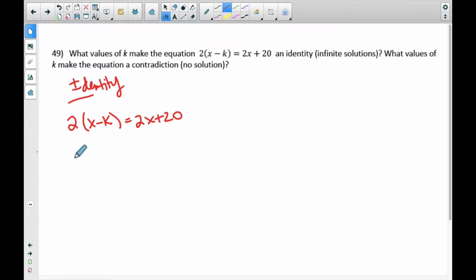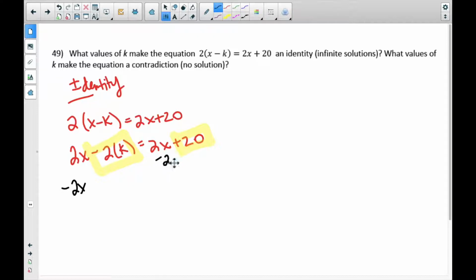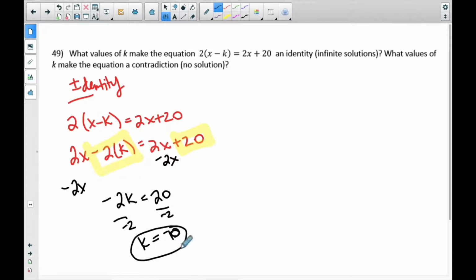So if I take this problem and I distribute it, then I get 2x minus 2k is equal to 2x plus 20. So a couple ways to look at it, but you see that the 2x is the same, and the only thing that we need is to get this minus 2k to look like a plus 20. Another way to say that same thing is, what if I subtract 2x from both sides? Then I'm left with a negative 2k is equal to 20. So k is -10. When k is -10, this problem is an identity problem, an infinite solution problem.